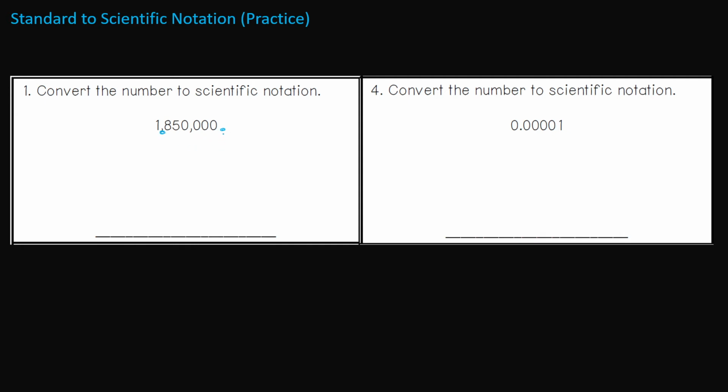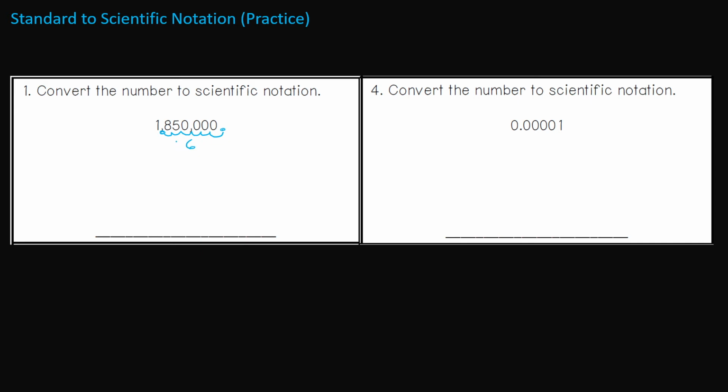Now I count how many times I move the decimal. 1, 2, 3, 4, 5, 6, and I am counting the spaces in between the digits, right? So we are moving 6 places. We're moving the decimal 6 places to the left.